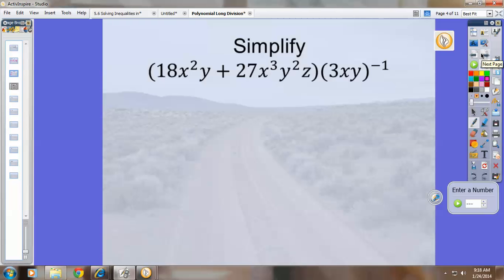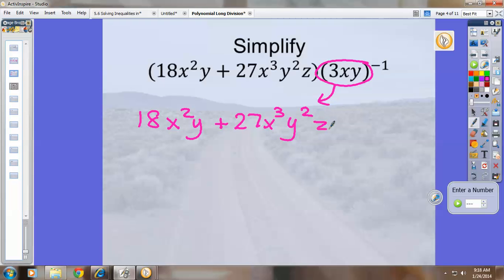The next example is written different yet, isn't it? Now you'll notice that that last parenthesis is raised to the negative 1 power. If we have something raised to the negative 1 power, what does that mean? Flip it. Now does everything flip? No. Just that parenthesis, correct? So of course that means 18x squared y plus 27x cubed y squared z, all divided by 3x y. When we flip, that negative 1 exponent becomes a positive. We cross the line, we change the sign.